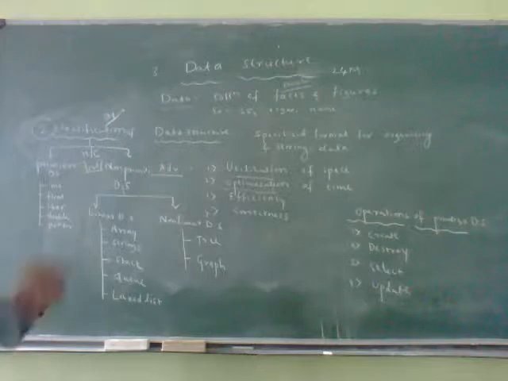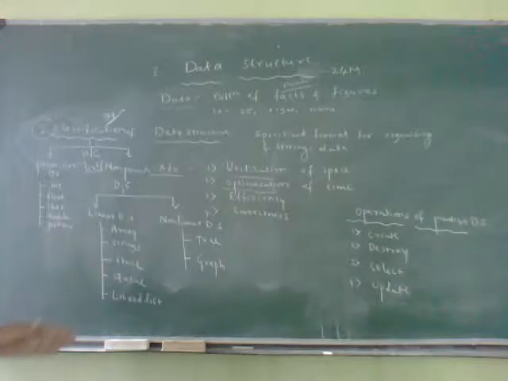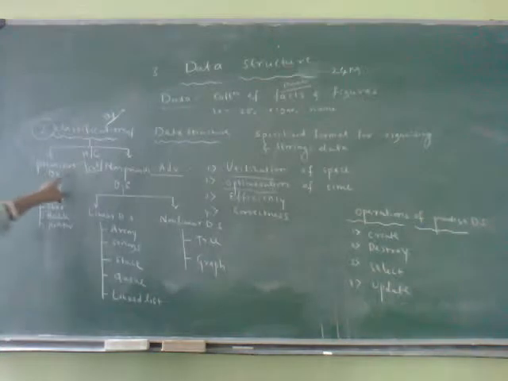Already in first year you have studied data types. What are the data types you have studied? These: int, float, char, double, then pointer. These are the data types, but here we have to call them a data structure. There are 5 primitive data structures. You have 5 primitive data structures.